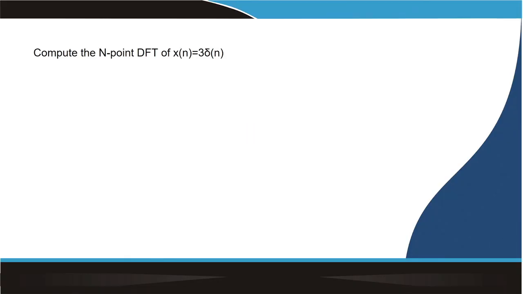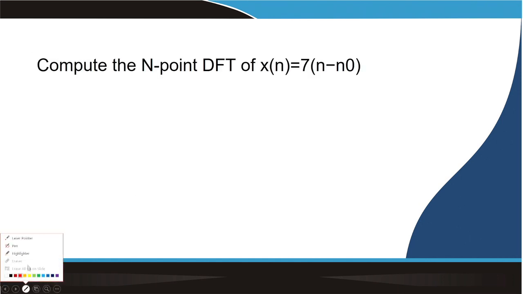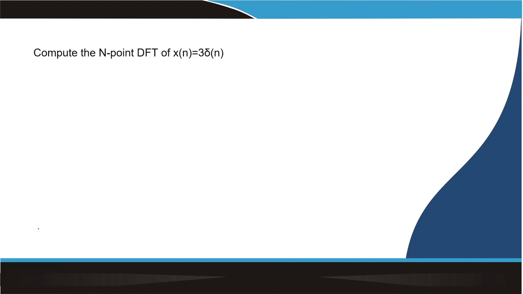Let us, the first problem is defined: compute the N-point DFT of x of n. Very simple first, DFT. Compute the N-point DFT of x of n equal to 3 delta n. So, very simple. So, I know that the N-point DFT of x of n is X of k.